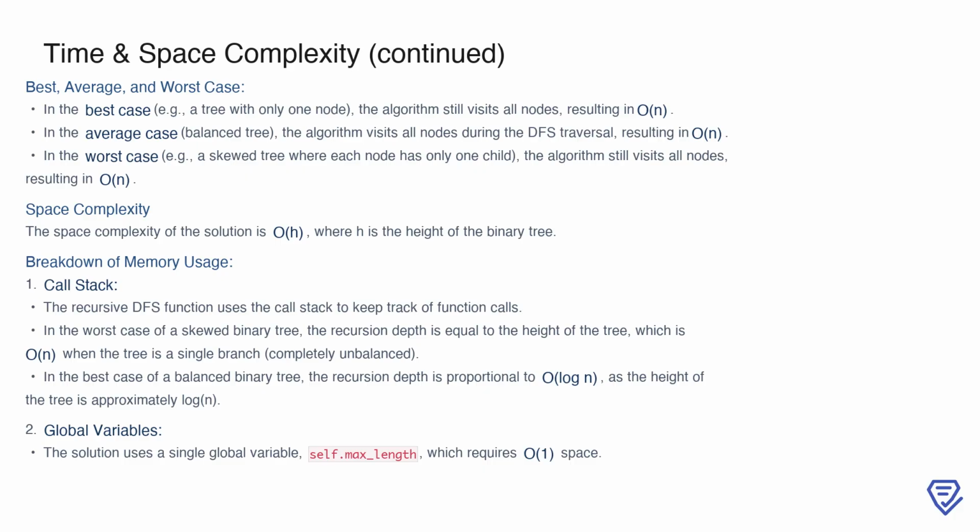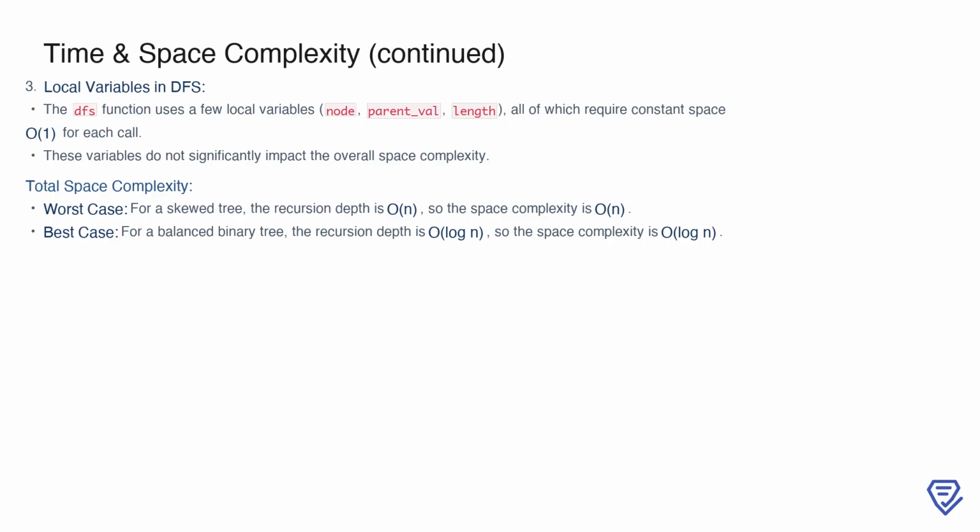For space complexity, it is determined by the depth of the recursion stack, which is directly tied to the tree's height. In the worst case of a completely unbalanced tree, this height is O(n). In contrast, for a balanced binary tree, the height is approximately log n, leading to a space complexity of O(log n). Additionally, the single global variable used, self.max_length, only requires O(1) space, making it an efficient component of the solution.